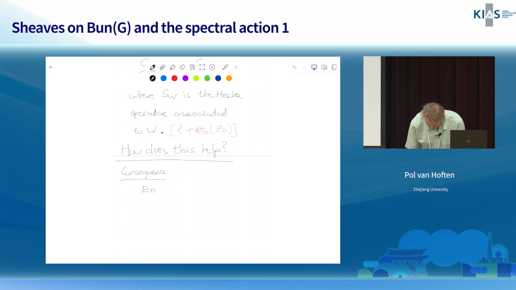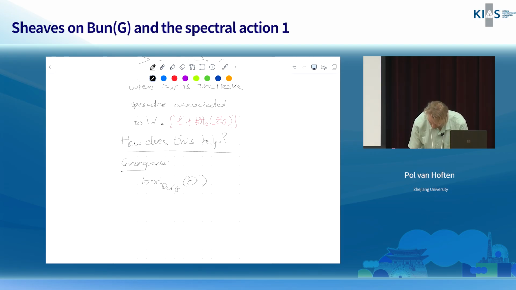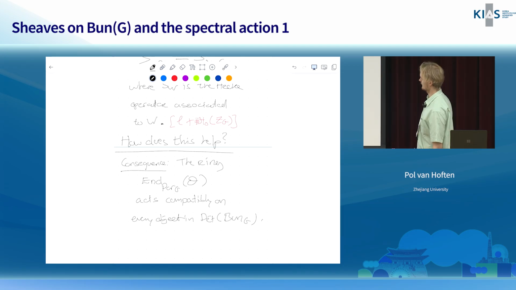So endomorphisms on Par_G of O. So this is a ring. So the ring acts compatibly on every object in Bun_G. Right, so that's one particular consequence of what it means for an algebra to act.